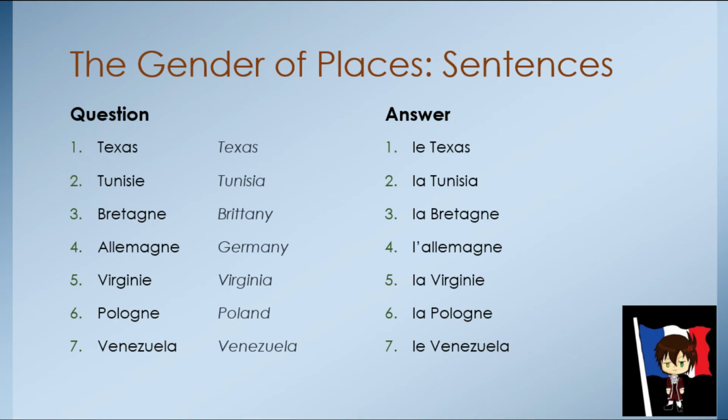Alright, so I'll reveal the answers. First one, we have Brittany, that will be La Bretagne. Second one, for Virginia or Virginie, is La Virginie. And next we have Poland or Pologne, that's La Pologne. And lastly we have Venezuela, that will be Le Venezuela.